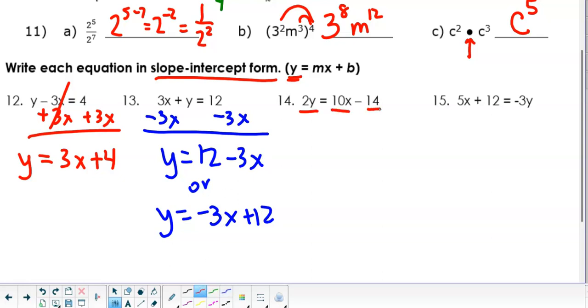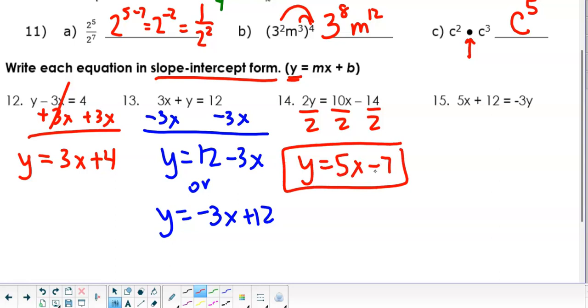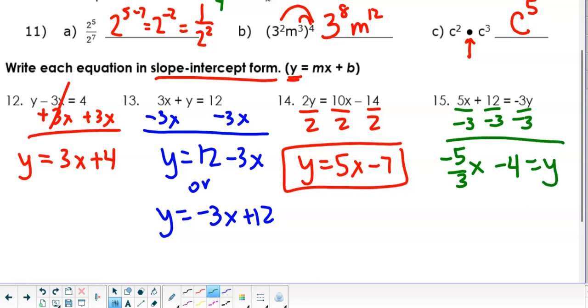Number 14 requires me to divide every single term. And the same with number 15. Sometimes the division results in a nice integer, and sometimes it doesn't divide evenly. And when it doesn't divide evenly, we simply leave it as a fraction. You could write this in reverse as well.